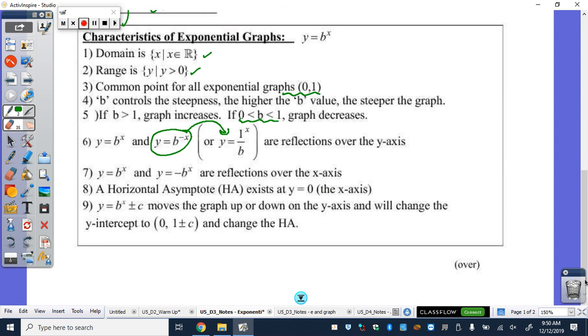So if the negative is out in front, that's a reflection over the x-axis, whereas if it's in the exponent, that reflects it over our y. Horizontal asymptote, everything else is the same. If you add or subtract a number at the end, that's a vertical shift, so that's going to make it go up and down, so that makes your asymptote also change up and down with it. And your intercept would always be 1 and then plus or minus whatever that shift is. So if you shifted it up 3, you would do 1 plus 3. Your y-intercept would be at 4.